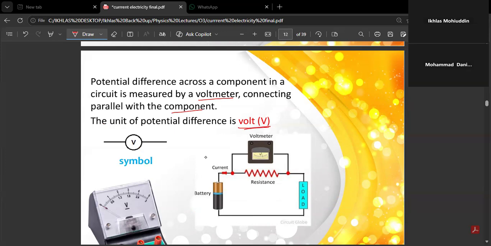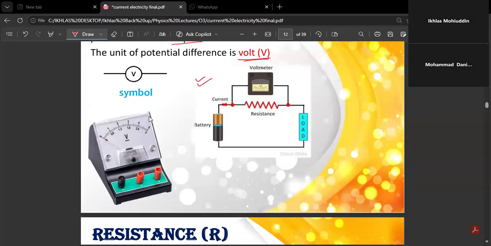The unit of the potential difference is volt, right? You can see the diagram I have drawn in the previous slide as well. And this is the voltmeter that is present in the laboratory. Can you tell me what this single line beneath this letter V represents?